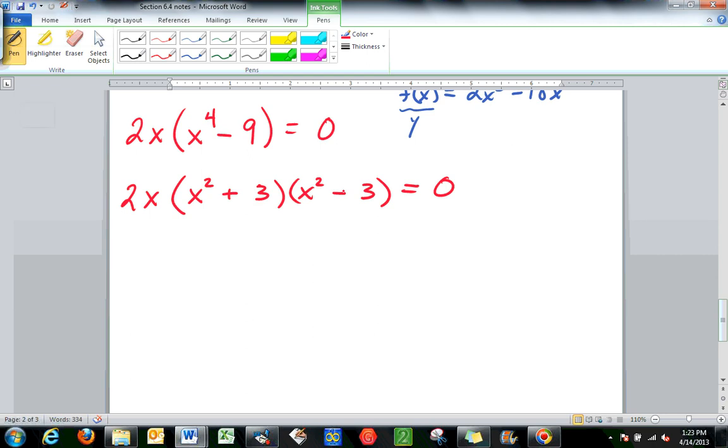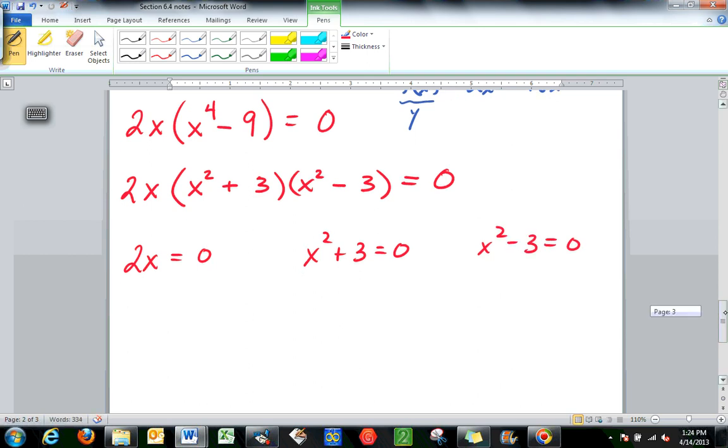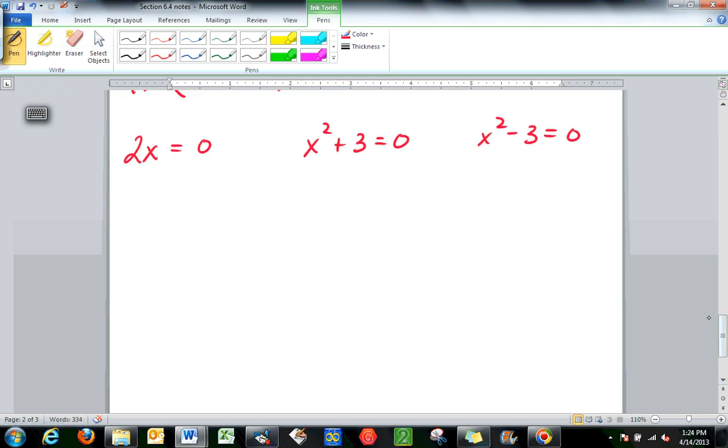And at this point I should analyze each term and just make sure that I cannot factor it down any farther. And so if I look at this, x squared minus 3 can't be broken down, neither can the other one. So now I have 3 different factors and they can all equal 0. So I'm going to make 2x equal to 0, x squared plus 3 equal to 0, and x squared minus 3 equal to 0. And I'm now going to solve each of these individually. So I'm going to divide both sides by 2, which is going to give me x is equal to 0, so that is one of my solutions.